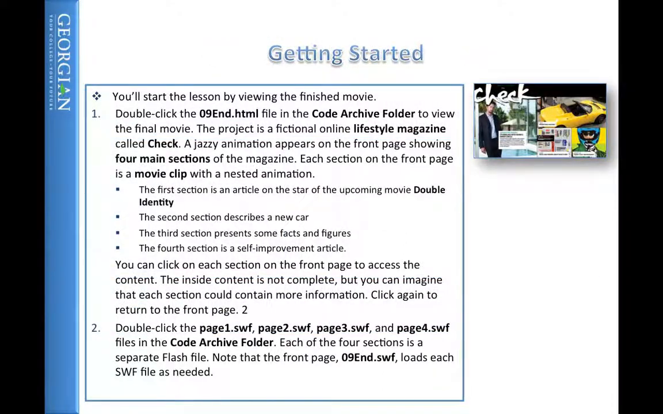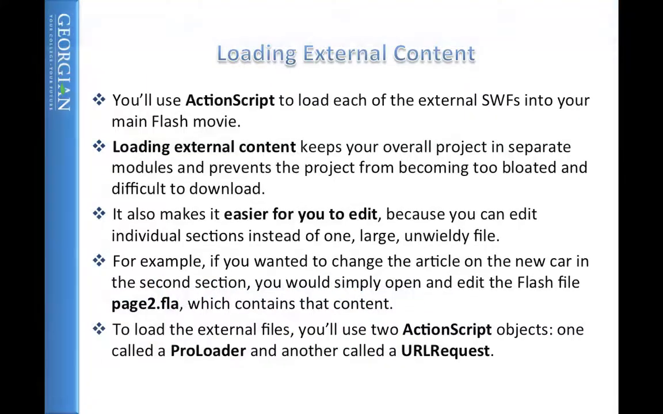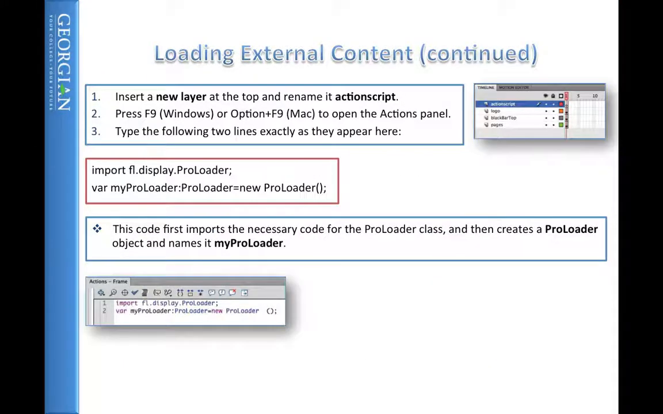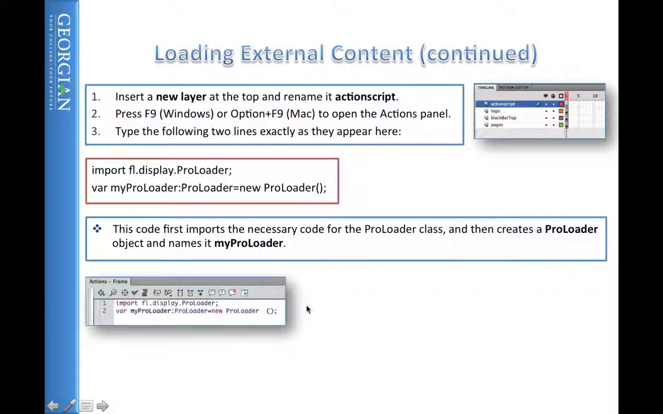So what we want to do is, we can run each of these Swift files independently, but what we want to start doing is we're going to load this external content. So we're going to create a new layer on the very top, and we're going to call it action scripts. This is the only one that I'm going to ask you to kind of follow along with because it's kind of neat. Try it whatever you can.